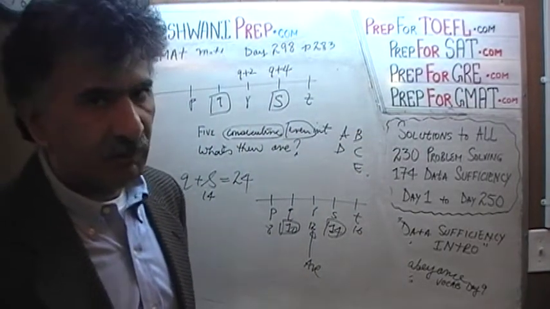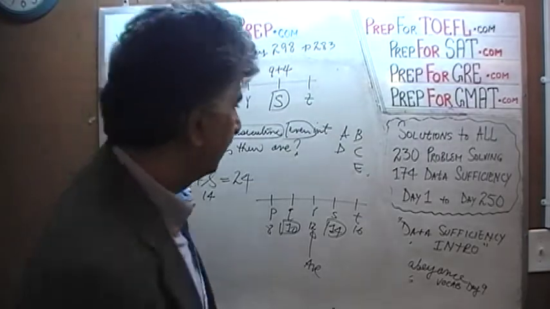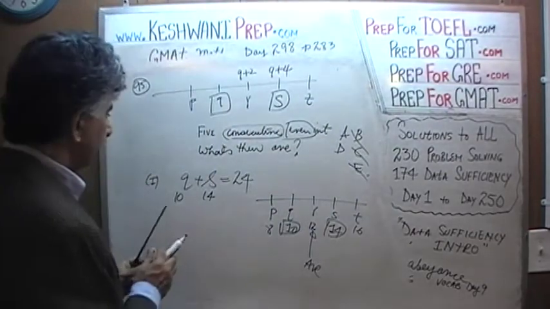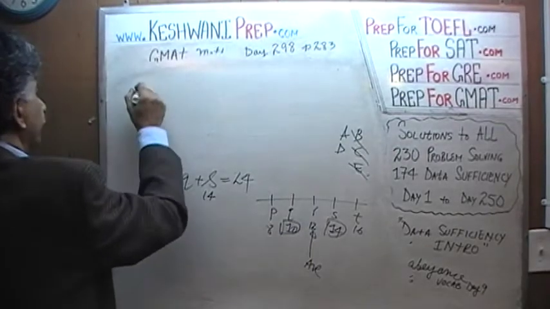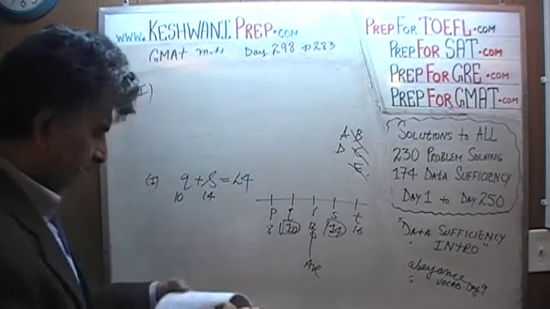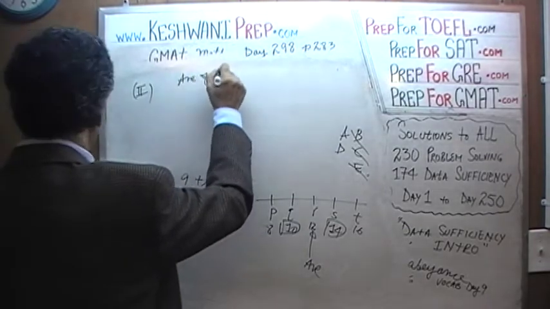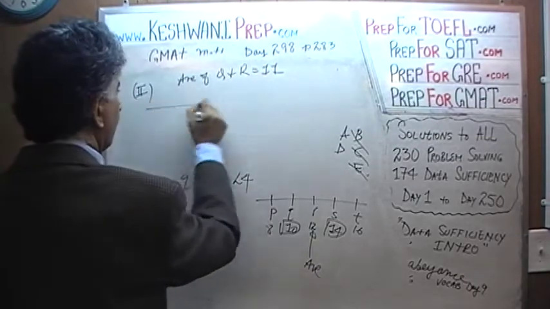A, D, B, C, E. Now that we have established that the first statement by itself does the job quite nicely, we know now that the answer cannot be B, C, or E. It will have to be either A or D. Let's look at the second statement. Second statement tells us that the average of Q and R is 11. Okay, that's pretty straightforward also.